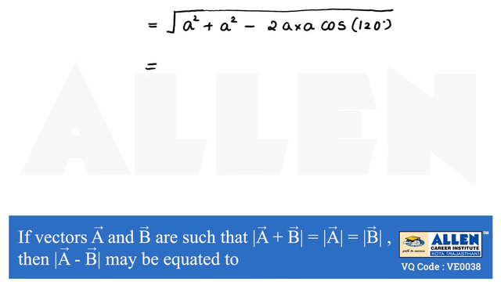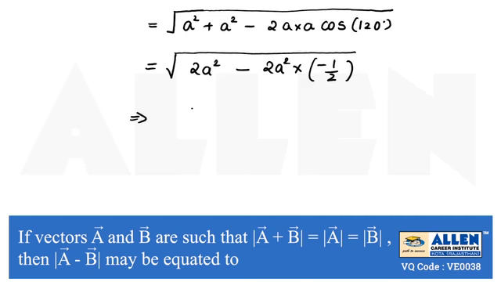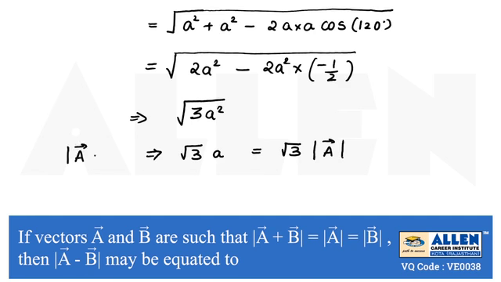On solving this, we will get 2a square minus 2a square times the value of cos 120, as we have discussed earlier, that is minus 1 by 2. On solving, we will get the root of 3a square, or we can write it as root 3 times a. So a is the magnitude of the vectors, so it can be written as root 3 times the magnitude of a vector. So this is the result for the magnitude of a minus b. The final answer of this question is root 3 times the magnitude of a vector. Thank you.